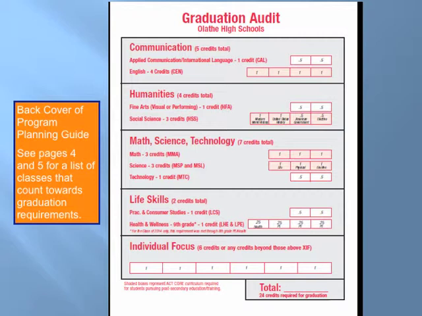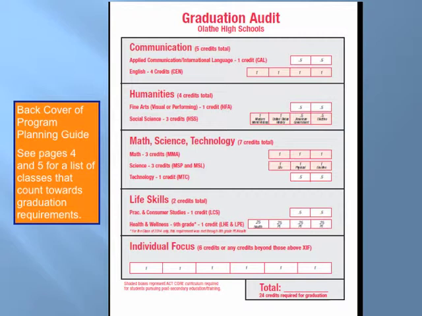The audit shows that you must have a minimum of 24 credits to graduate and that the credits must be in a specific category of communications, humanities, math, science, and technology, life skills, and individual focus. The audit shows minimum credit requirements. Most students will graduate with 28 credits. Refer to pages 4 and 5 for the list of courses that you may take to fulfill your graduation requirements.